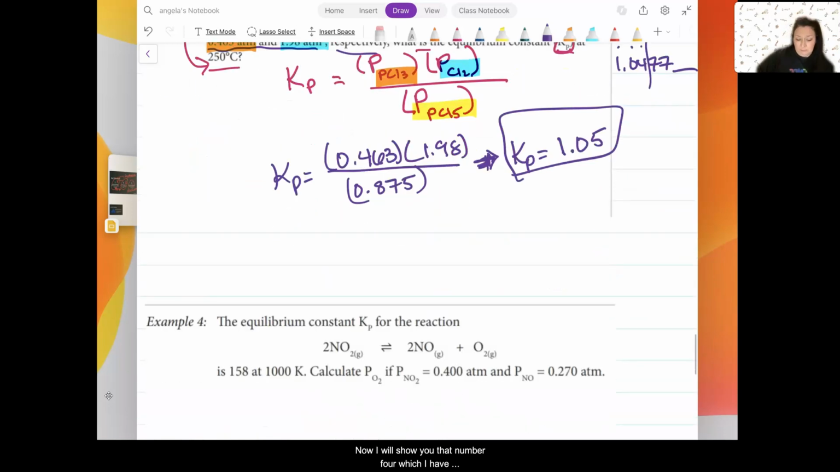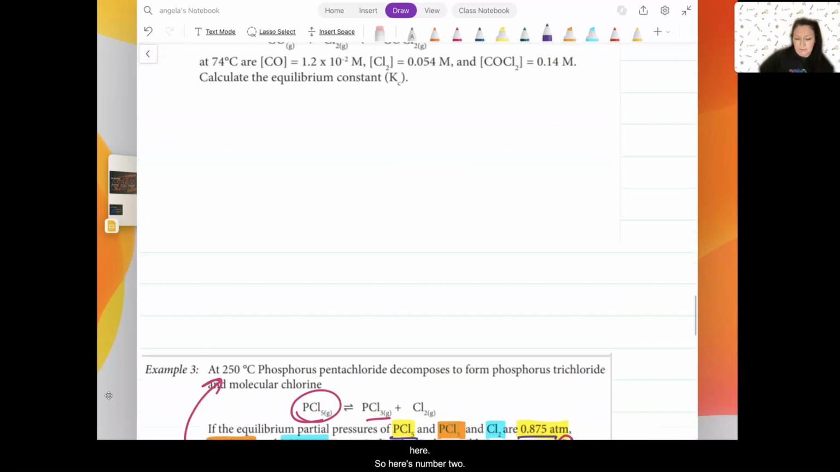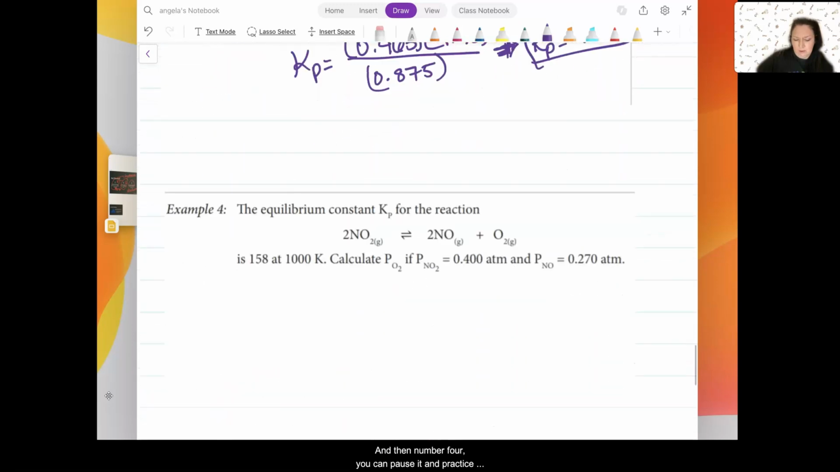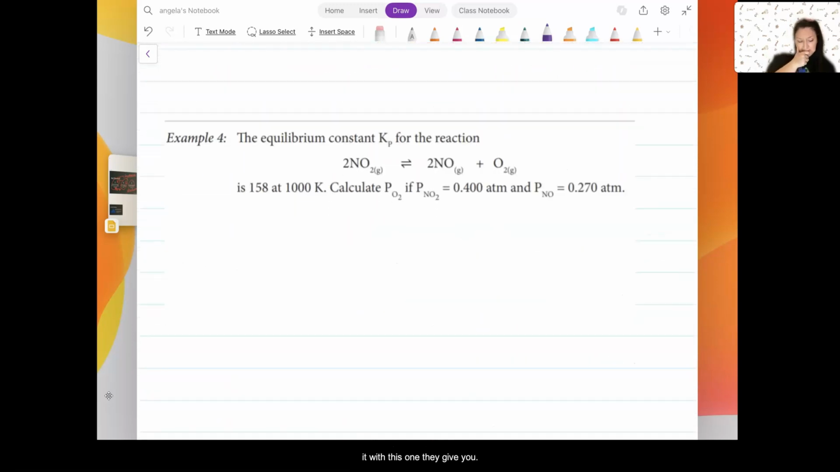Now I will tell you that number 4, which I have here. So here's number 2. Let's pause on that for a second. If you want to pause it and practice it, do it. And then number 4, you can pause it and practice it. With this one, they give you, let's see, calculate the pressure of O2 if NO2 is this and NO is that. Equilibrium constant for this reaction. Oh, here it is. I was like, where's that data missing? No, it's not. This is the Kp.